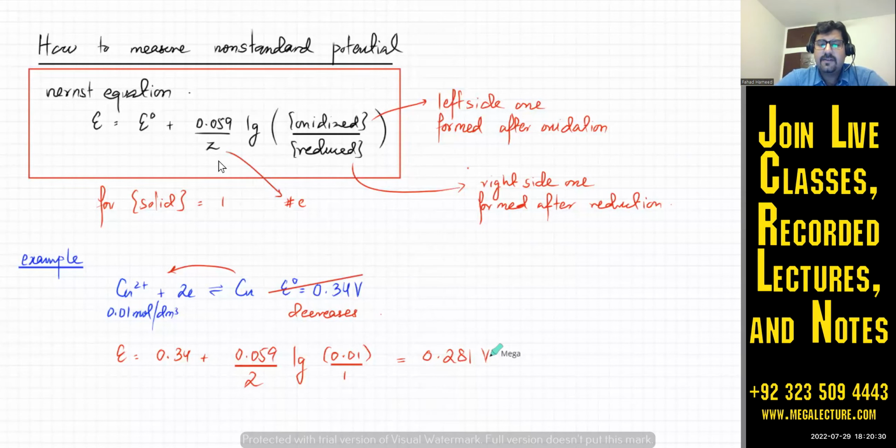Z is the number of electrons. 0.059 is just a constant. E naught is the standard potential that it should have been if standard conditions had been used. Based on that, you can calculate the new potential, which is 0.281. If the equilibrium shifts to the left, depending on what you do with the conditions, the potential will decrease. If the equilibrium shifts to the right, the potential will be higher. Is this clear to everyone?